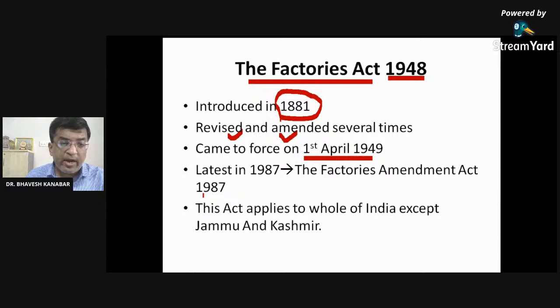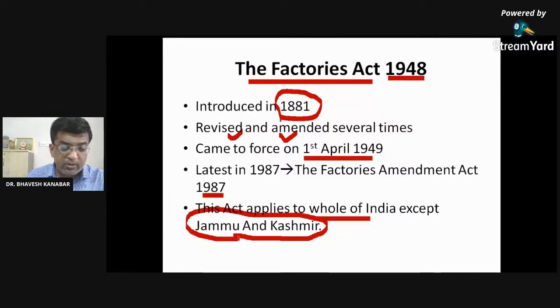The latest amendment was in 1987, and this act applies to the whole of India except Jammu and Kashmir, as per the previous constitution. I think there may also be an amendment after the application of Article 370, because Jammu and Kashmir are now no longer a state, so this may also be extended to that part of the country.